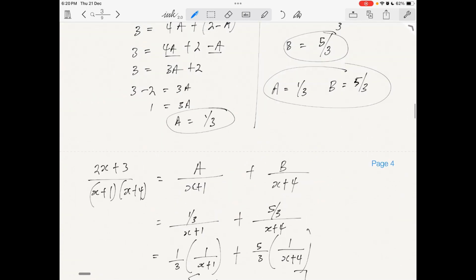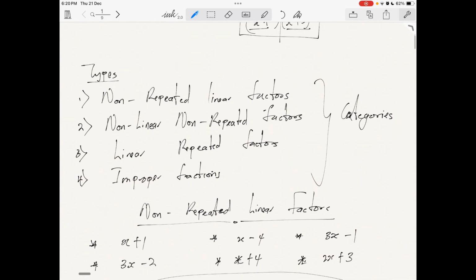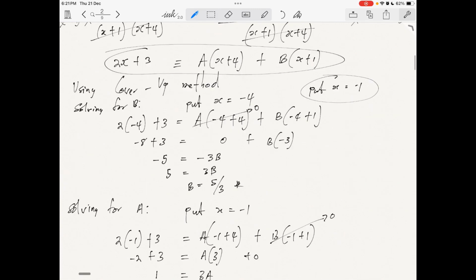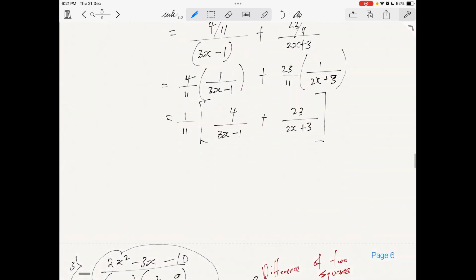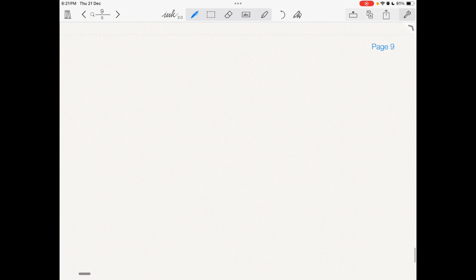These were our categories of partial fractions that we had in our first video. We had non-repeated linear factors. Now we want to go into non-linear non-repeated factors, and in our next video we'll look at repeated factors. So let's do non-linear non-repeated factors.